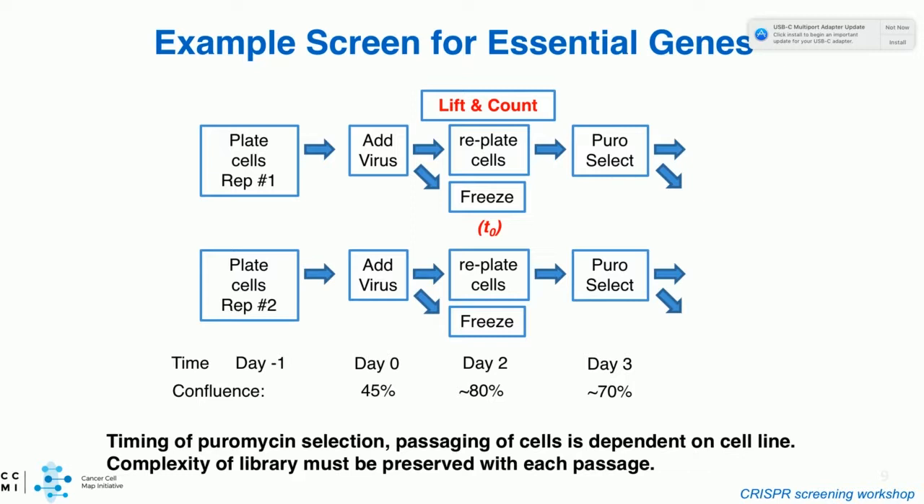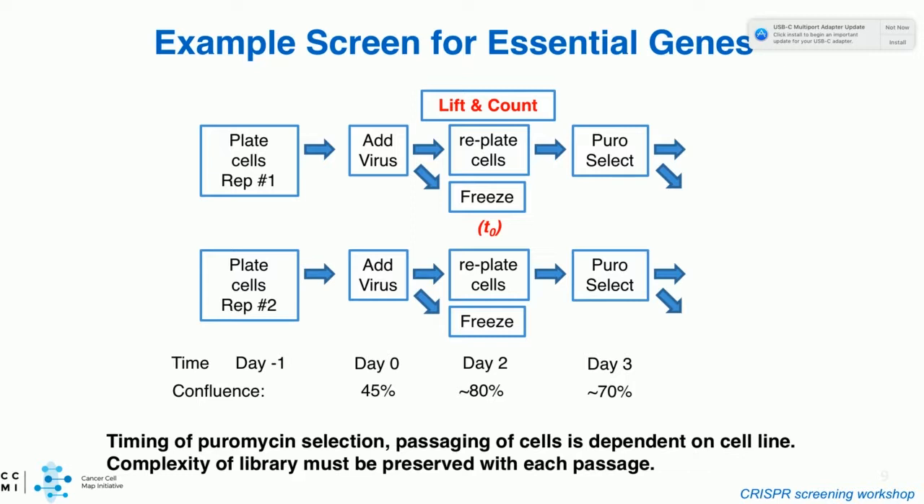We call day 0 the day we add the virus. Again, as Anna mentioned, it's important that you've established the titer, because you want to make sure that each cell only picks up 1 virus. Because our readout is going to be sequencing at the end, we have no way to tell if that guide was in the same cell as another guide, and so that's why we have to maintain only 1 guide per cell.